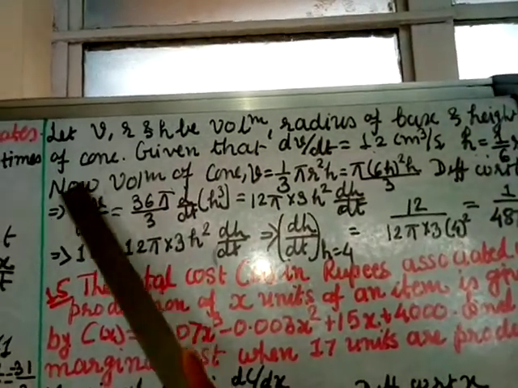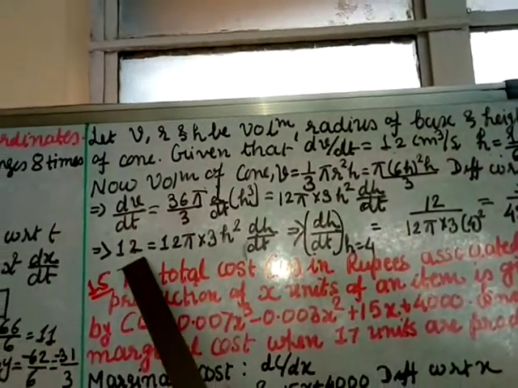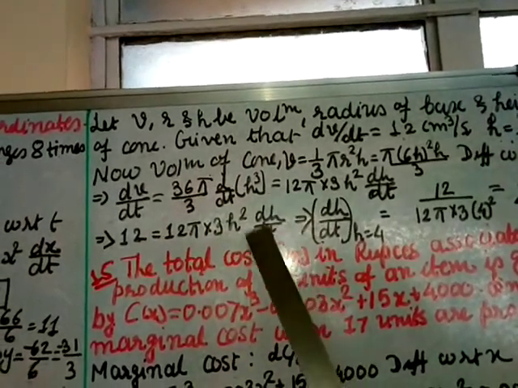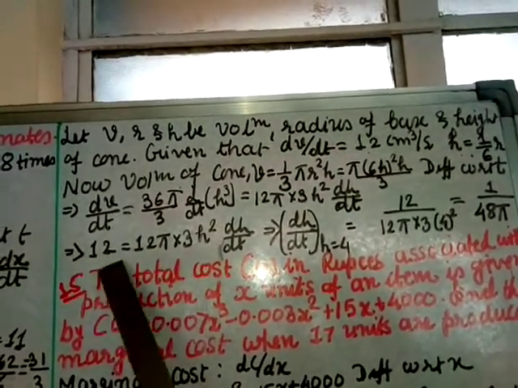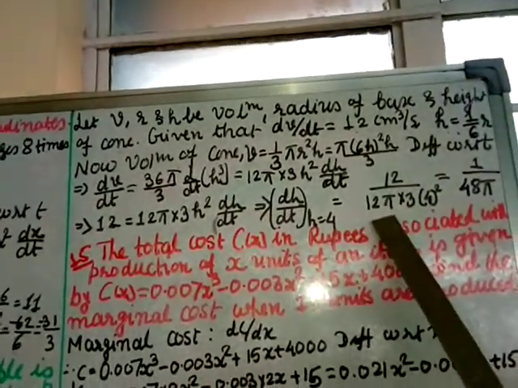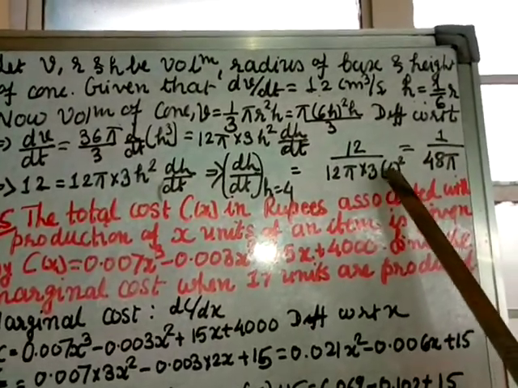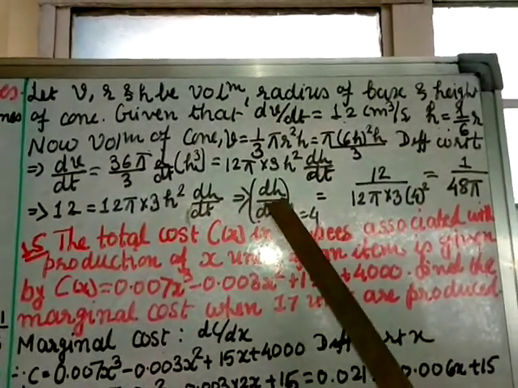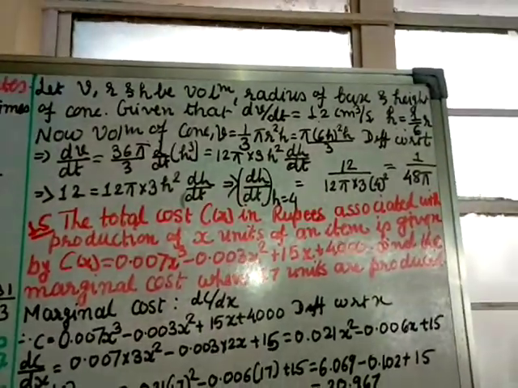Okay, now dV by dt is given in your question as 12 centimeter cube per second. So I put dV by dt as 12, this side is 12 pi 3h square dh by dt. Everything you transfer. I want to find this dh by dt at height 4, so equal to 12 divided by 12 pi into 3h square, and h square you put as 4 square. So 12 by 12 pi into 3 into 4 square: 4 square is 16, into 3 is 48, so 1/48 pi. It is the rate of change in the height with respect to time, so the unit will be centimeter per second. That is the answer for question number 14.